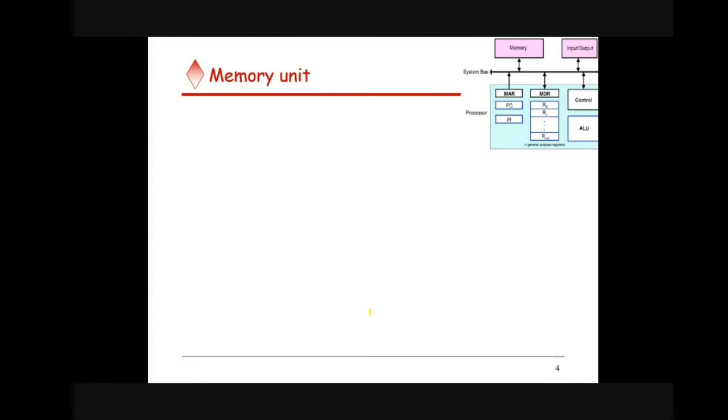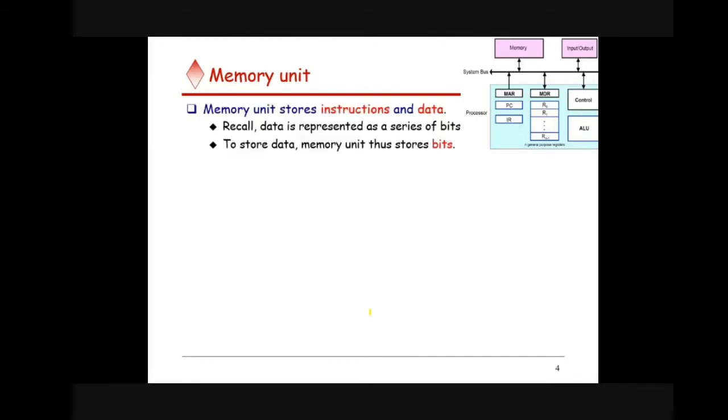Tell me, anyone? What are the two types of data we are storing inside the memory? Two types of information we are storing inside the memory. Very good. Sanjana? Very, very good. Okay. So the data we are storing inside the memory are instructions and data.